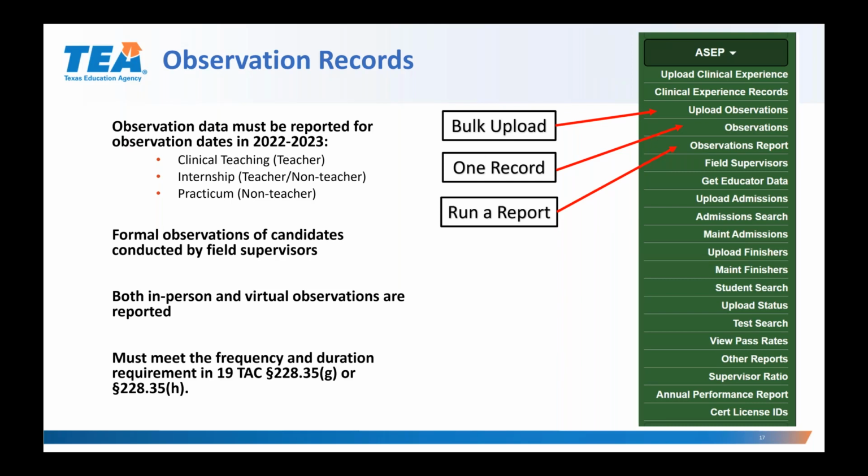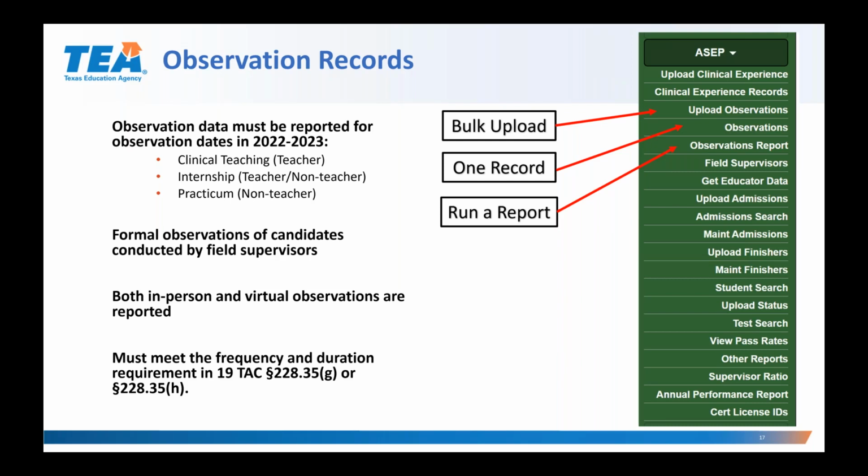Observations must meet or exceed the minimum for duration and frequency as required for the certificate class of the candidate and the type of assignment. For example, there is a different observation frequency required for a teacher candidate completing 14 weeks of clinical teaching than the frequency that is required for a teacher candidate completing an internship while holding an intern certificate.